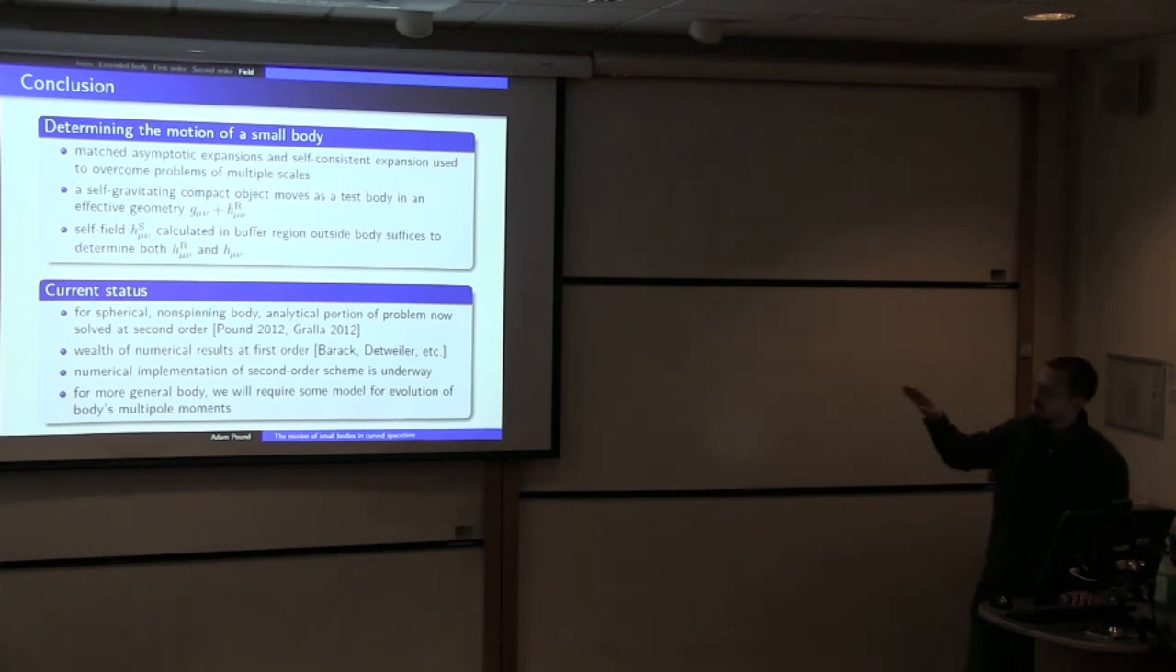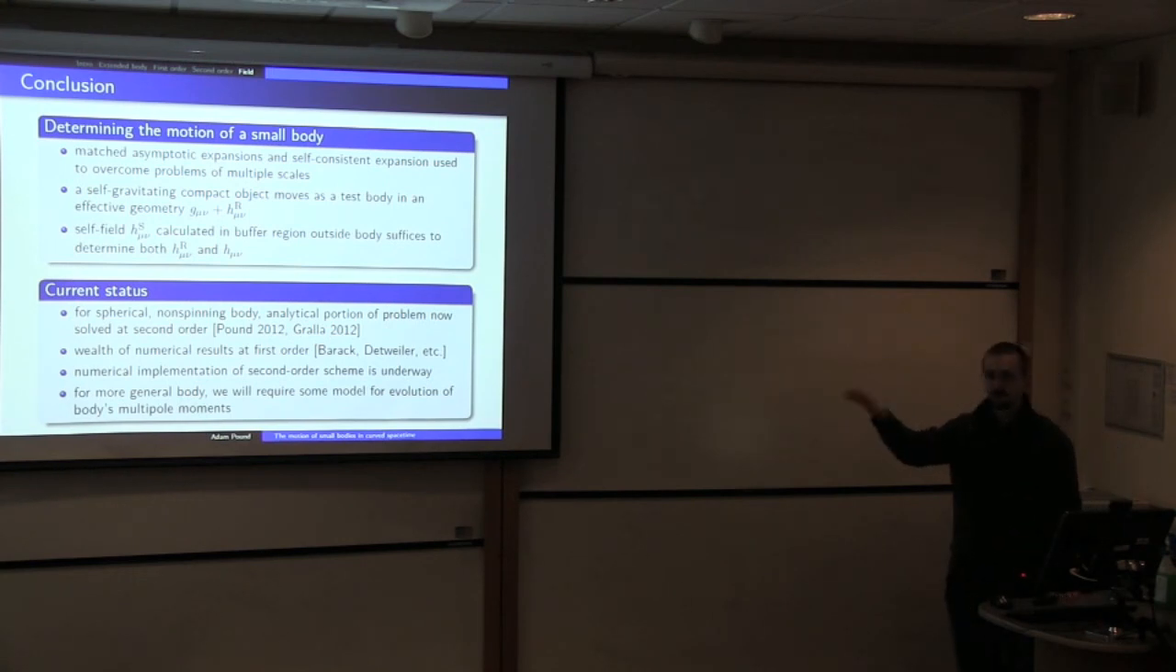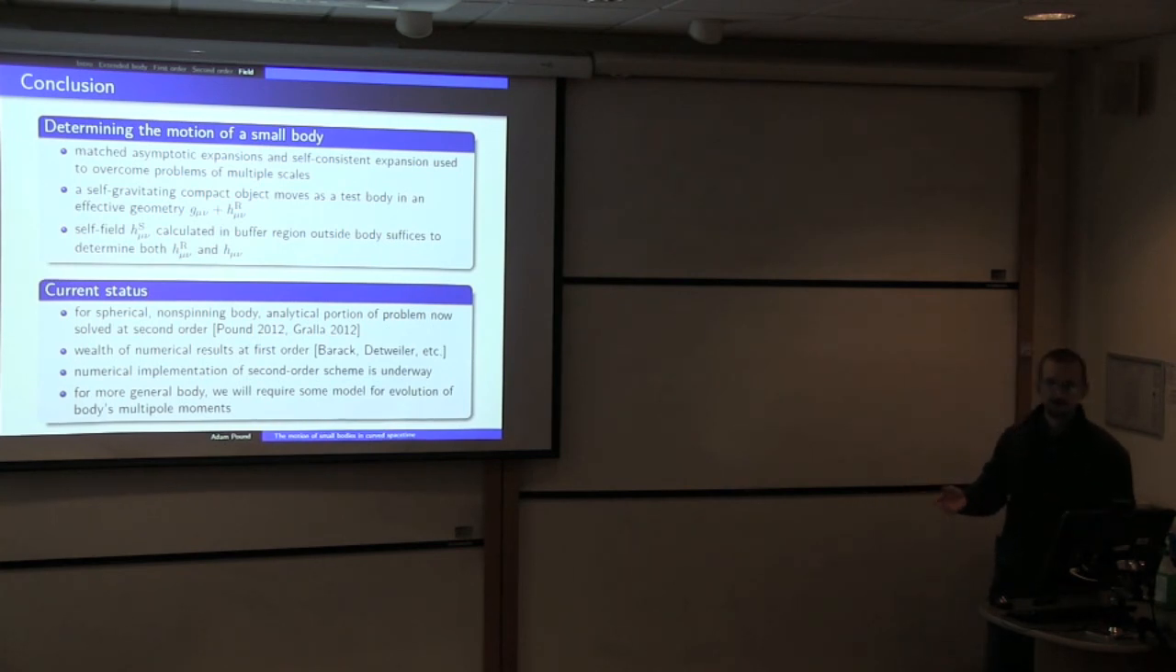Also, most of these numerical results have been confined to a Schwarzschild background. To have any kind of useful templates, you need to have a Kerr background. That's the astrophysically relevant background. There are some calculations that have been done in Kerr, but not a lot. And so going to second order and going to Kerr are the two major obstacles right now.